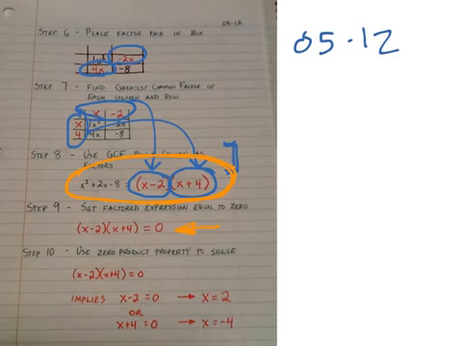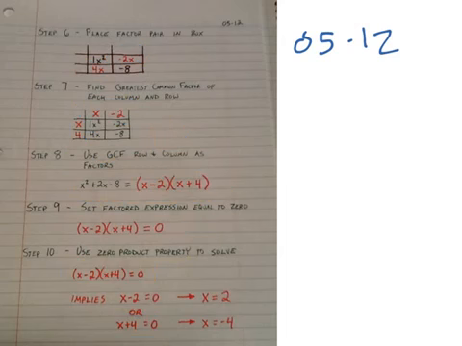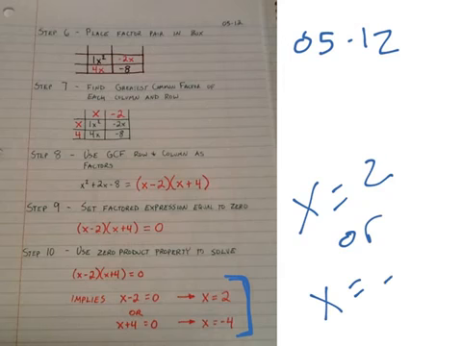From here, it's a matter of using the zero product property to solve. If you have this problem that you're trying to solve, we can say either x minus 2 equals 0 or x plus 4 equals 0. This gives us two possible answers. The zeros of the equation are x equals 2 or x equals negative 4.